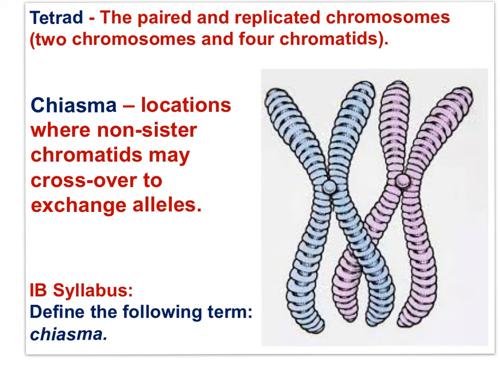When homologous pairs come together during prophase I, the structure is known as a tetrad, referring to the 4 chromatids. A chiasma is a region of overlap of non-sister chromatids, a region where crossover occurs. Study these terms so that you understand their meaning.